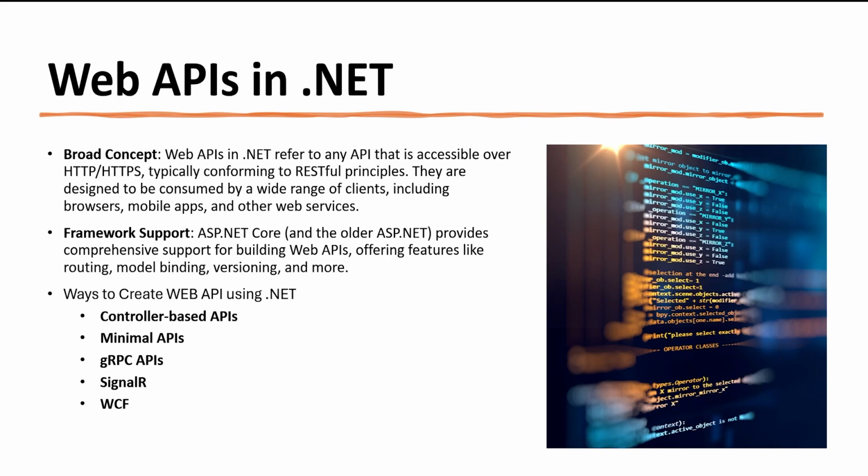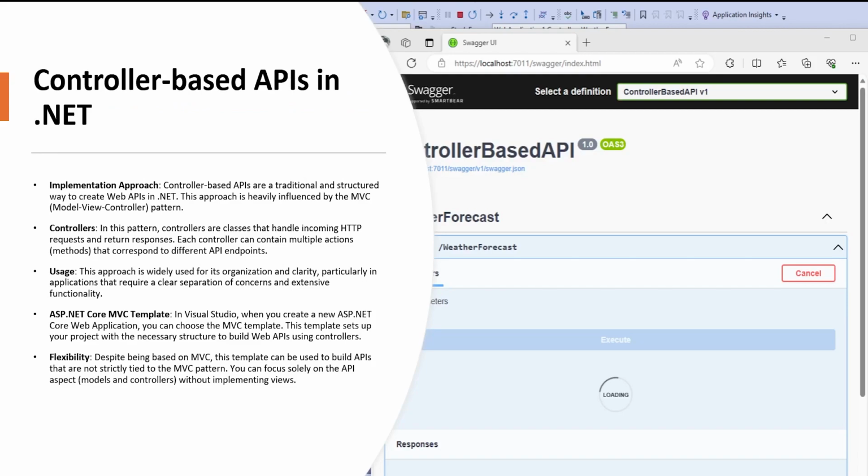There are different ways and templates to create these web APIs, like controller based APIs. There is a minimal API template also. We can develop web APIs and web calls using SignalR, or WCF was one of the ways to do that. So in this demo, we are going to see how to create the controller based API and how to create the minimal API.